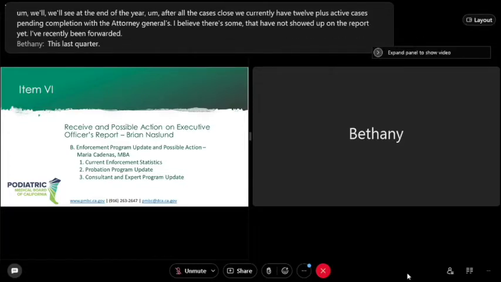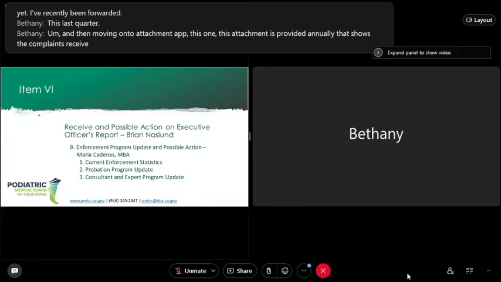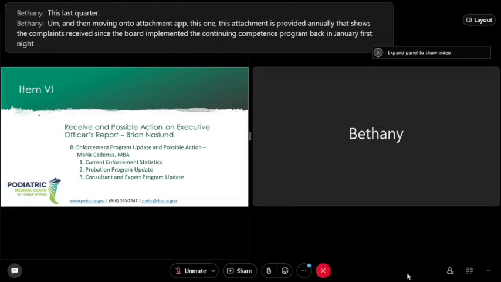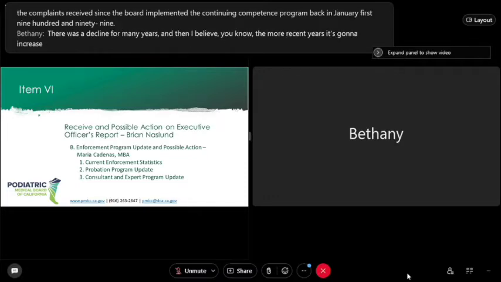And then moving on to attachment F. This attachment is provided annually. It shows the complaints received since the board implemented the continuing competence program back on January 1st, 1999. There was a decline for many years, and then I believe, in the more recent years, we've seen an increase. This could be due to ease of filing complaints, increased public awareness, possibly more patients.